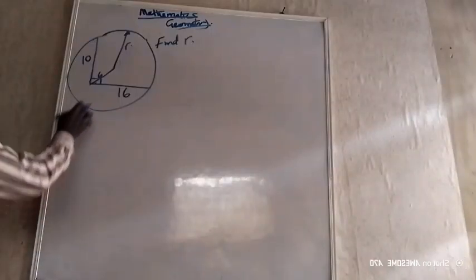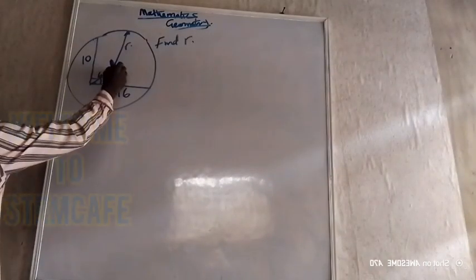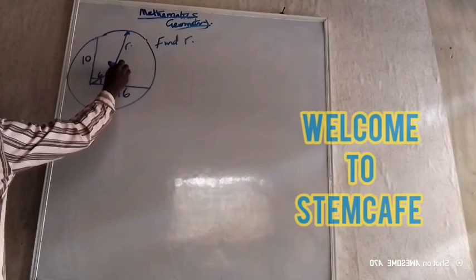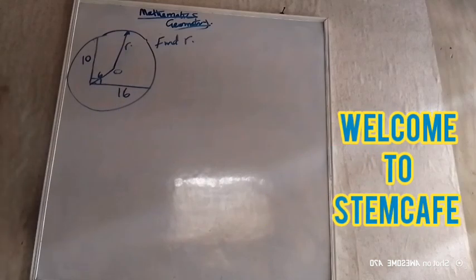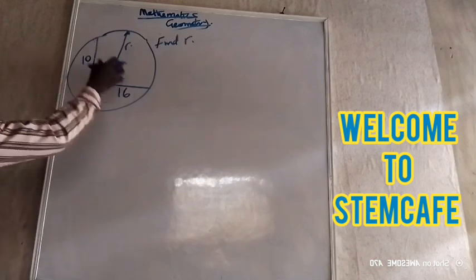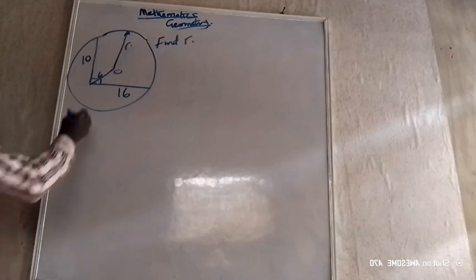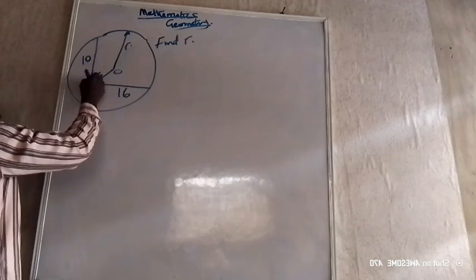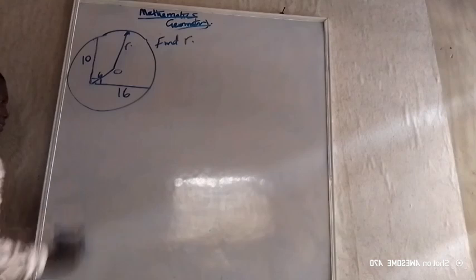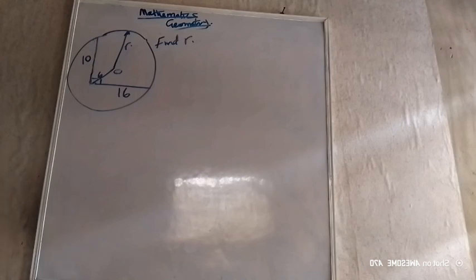In the diagram, we have a circle and two perpendicular lines, not touching the two sides, but touching one side each. One is 10 units, and the other one is 16 units. The distance of the point of their intersection is 6 units from the center. We are now asked to calculate R. We are going to look at it from 3 different perspectives.